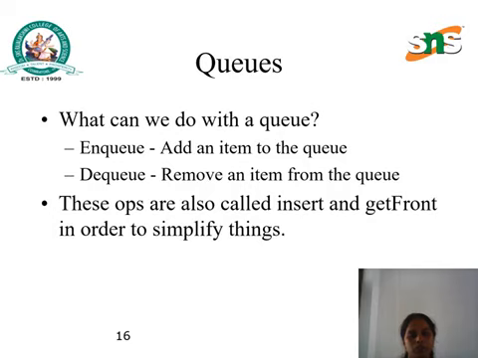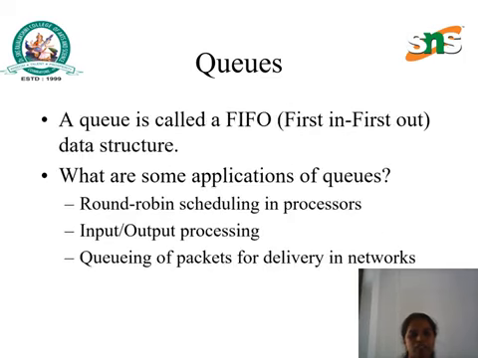What can we do with a queue? NQ and DQ. NQ means add an item to the queue. DQ means remove an item from the queue. These operations are also called insert and get front in order to simplify things. The queue is called a first in first out data structure. What are some applications of queues? Round robin scheduling in processors, input output processing, queuing of packets for delivery in networks.